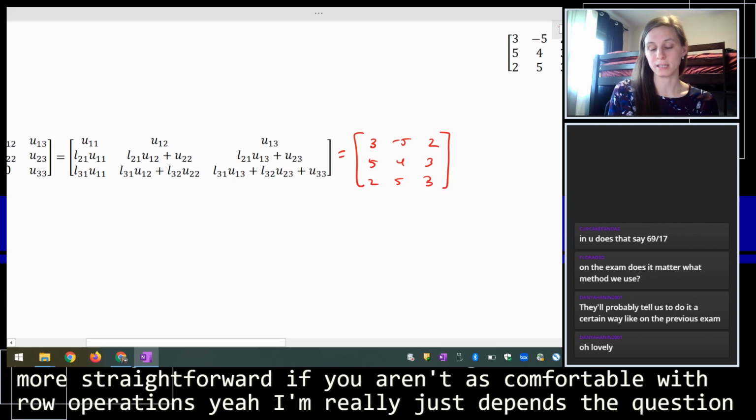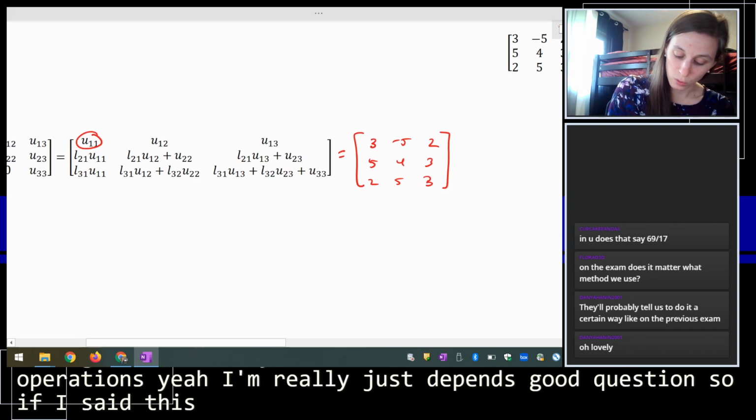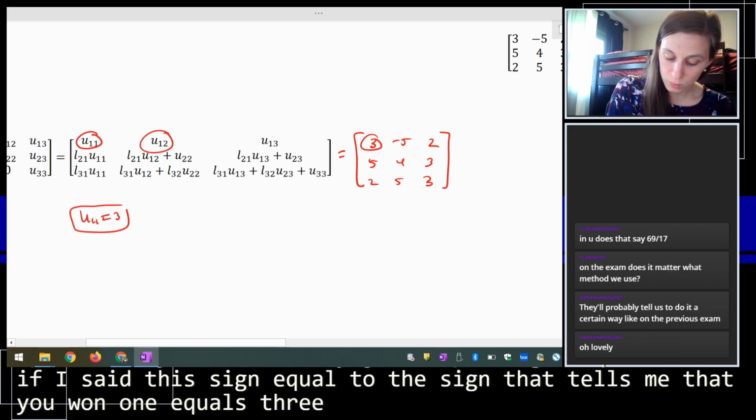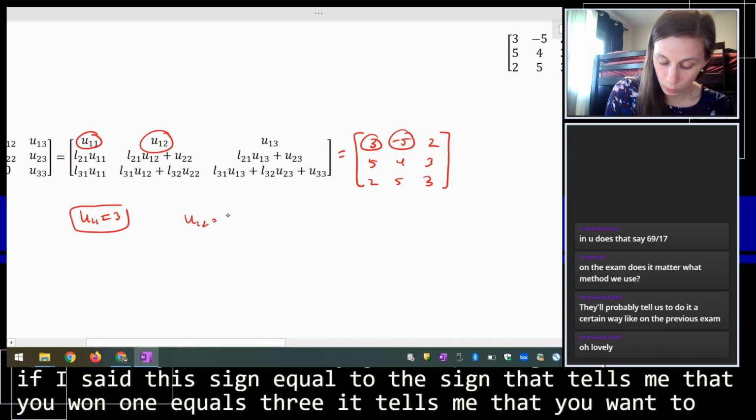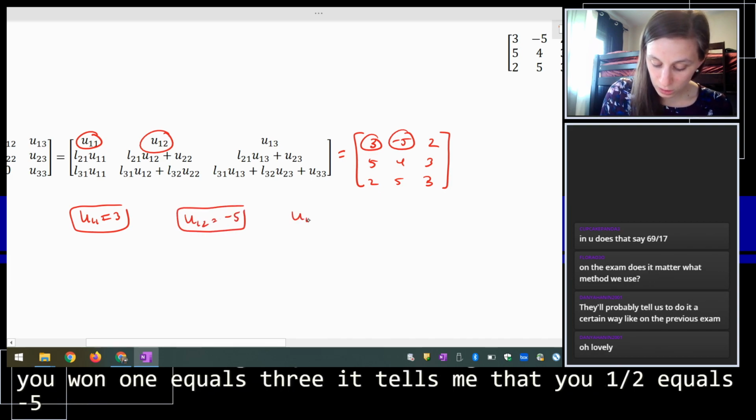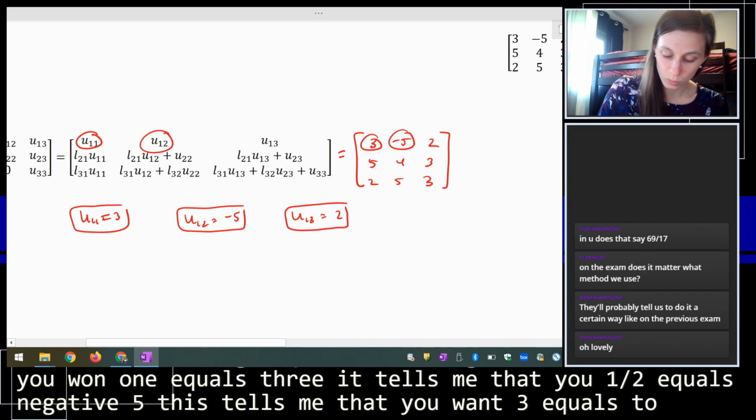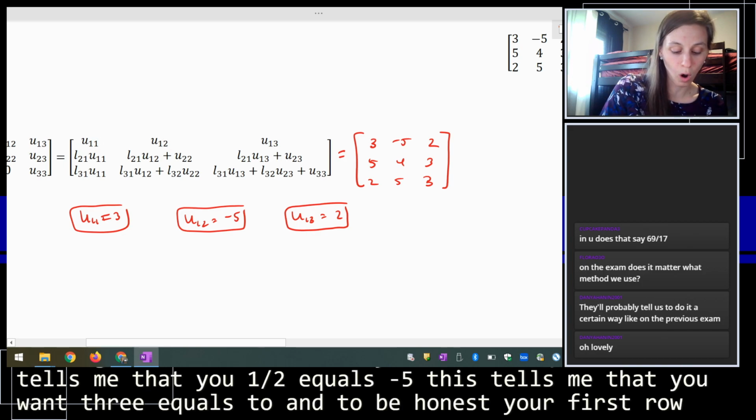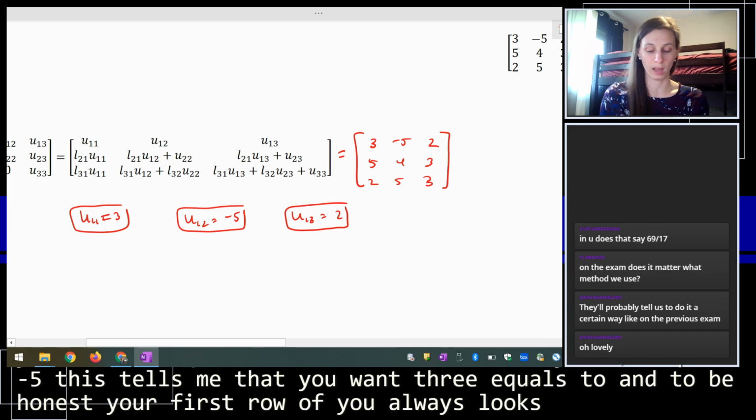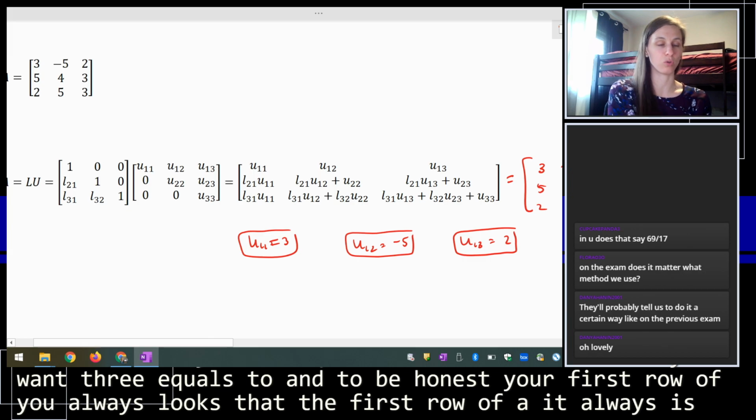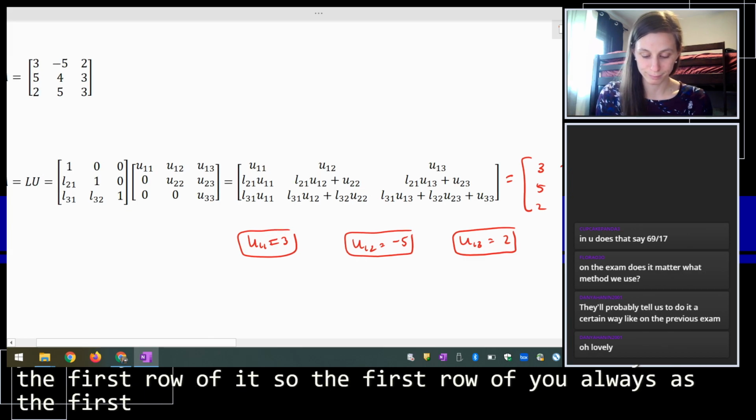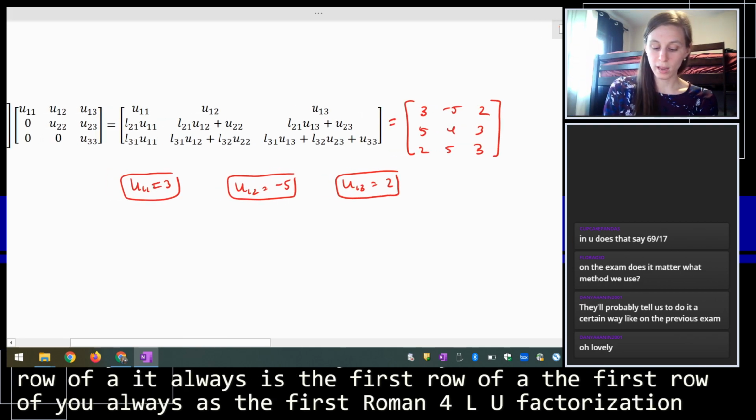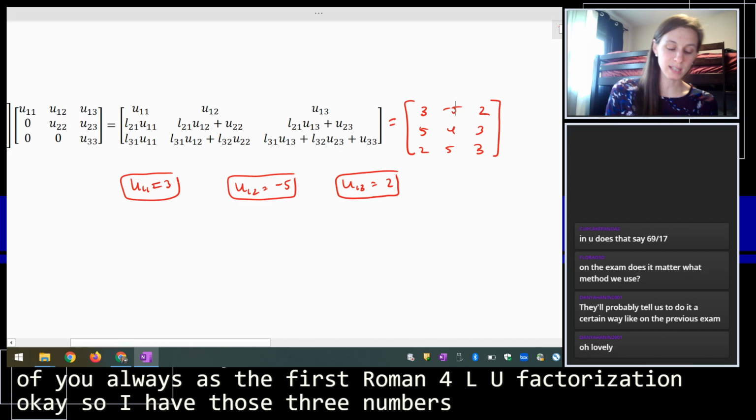And then we just set the matrices equal. So if I set this side equal to this side, that tells me that U11 equals 3. This tells me that U12 equals -5. This tells me that U13 equals 2. And to be honest, your first row of U always is the first row of A for LU factorization. Okay, so I have those three numbers. Woohoo! Move on to my second row.